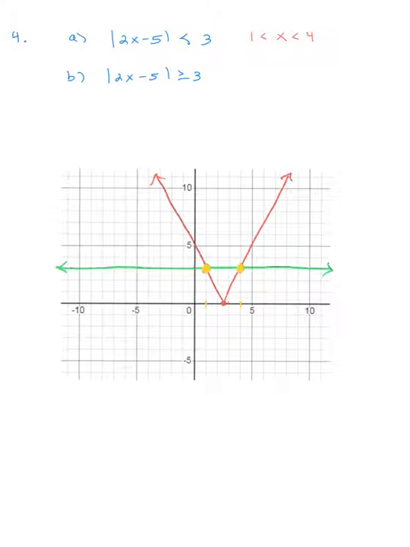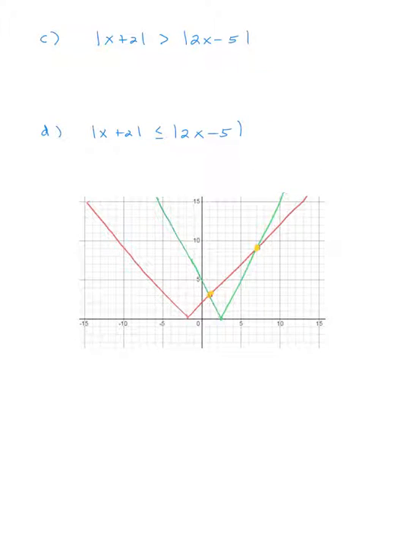All right, for part B, we're now asking where is the absolute value greater than or equal to 3? Well, here's where it's equal. This is the part that's greater. So therefore, we want the x values that are on the outside of those two numbers. So one way you could record your answer for part B is like this. You could say x is less than or equal to 1, or x is greater than or equal to 4. And that's the answer for question 4.